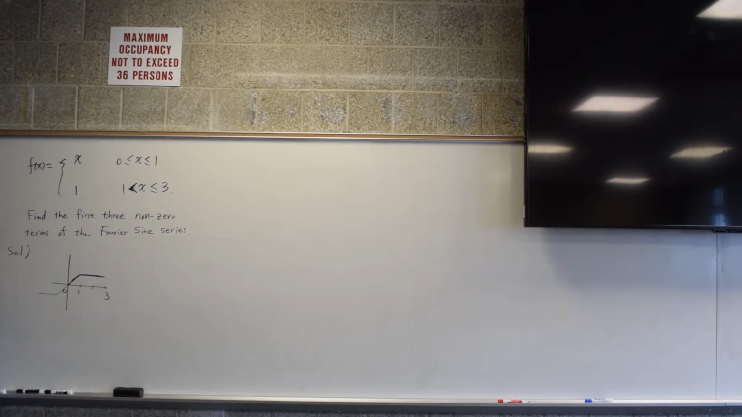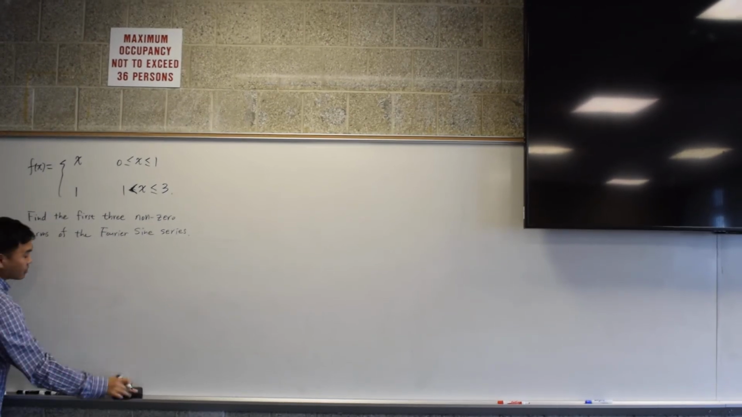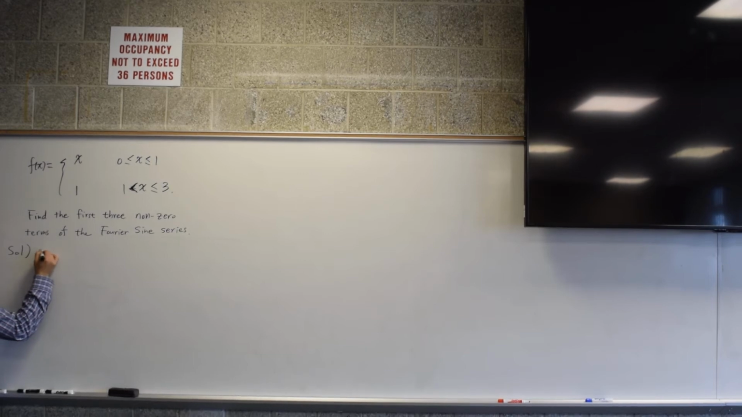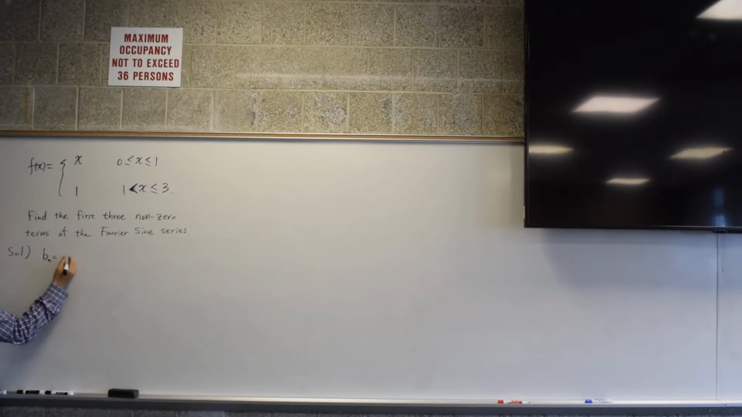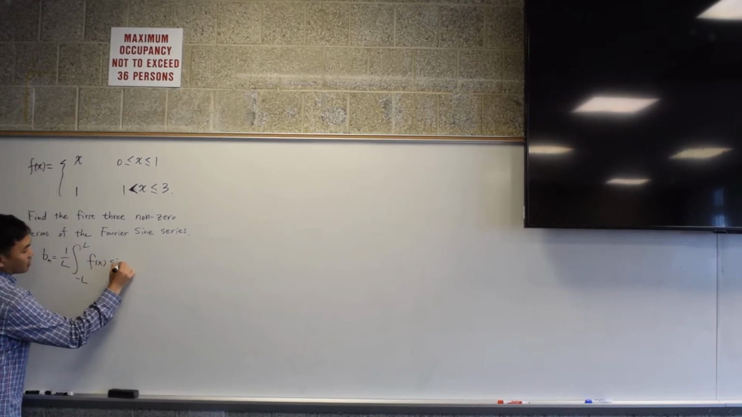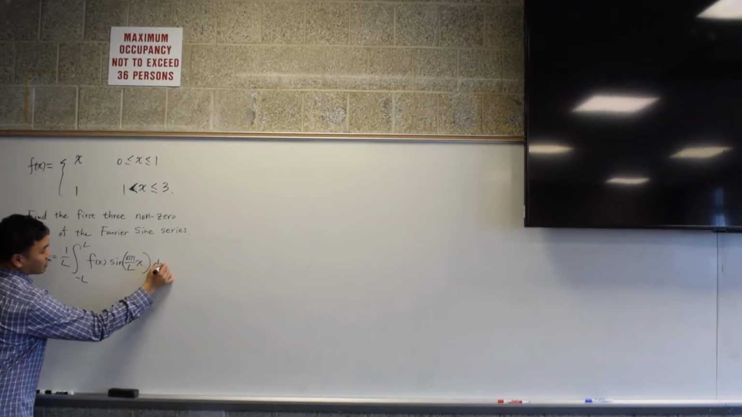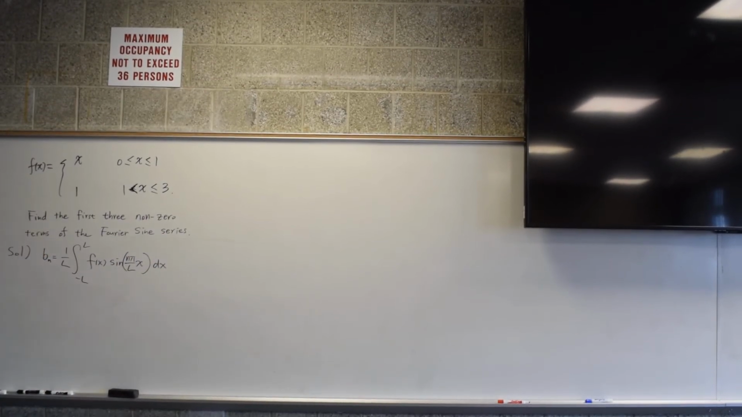Okay, all right. So let's think about the formula for this. And I'll just erase this because we don't really need it. So what's the formula for it? Bn is equal to 1 over L from negative L to L, f of x sine of n pi over L x dx. Okay, so that's the way you find your Bn.